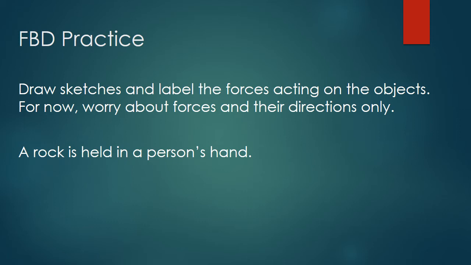Let me do this. So a rock is in someone's hand. So I'm going to draw a rock. Now, if you can assume the object is on Earth, then you can assume the object is undergoing a force of gravity. And then since it's in someone's hand, the hand is applying a normal force, straight up. And these two vectors should be the same because it doesn't say the rock is accelerating in any direction. So that's how that one goes.